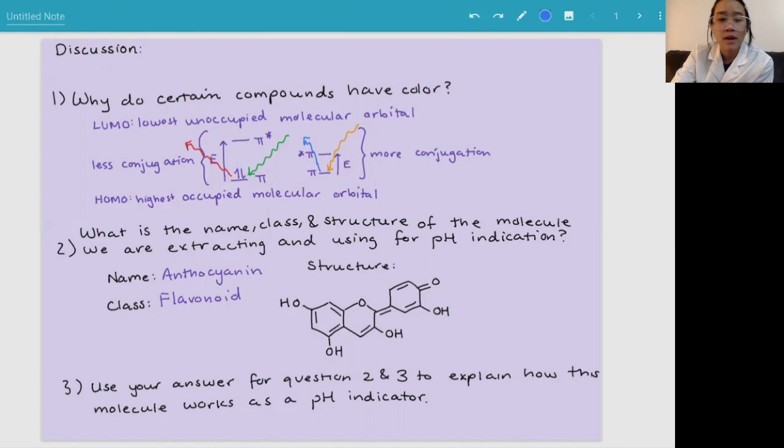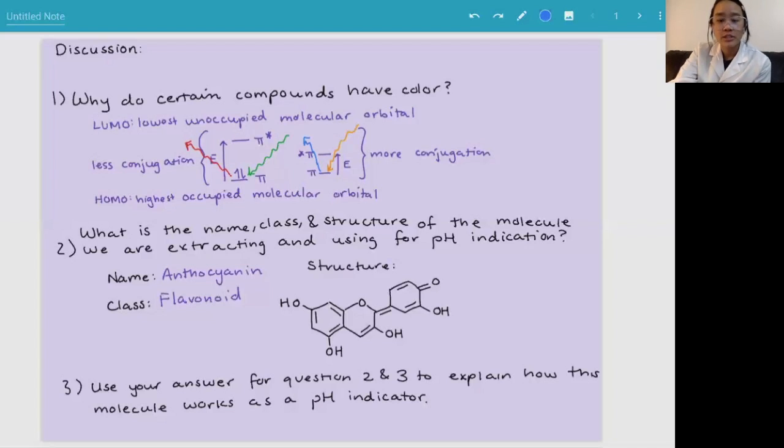So when the compound absorbs this visible light, say this green light is coming in and it's the right wavelength to promote these electrons to the antibonding orbital, then it emits a color that is complementary to the color absorbed. So if it absorbs green, it emits red. And then the compounds can emit different colors based on the amount of conjugation present in the molecule.